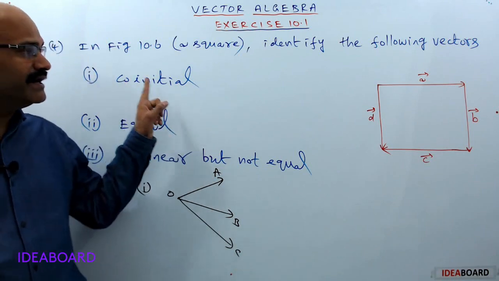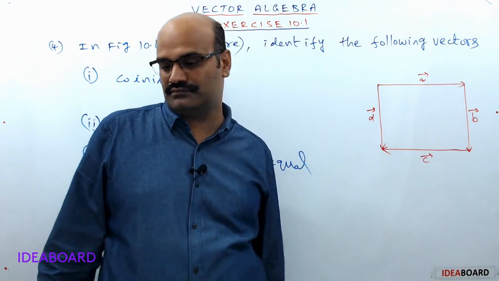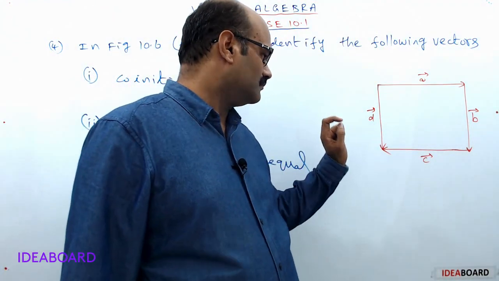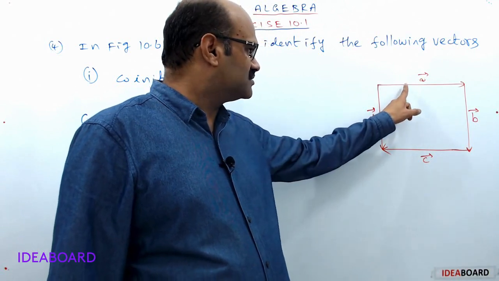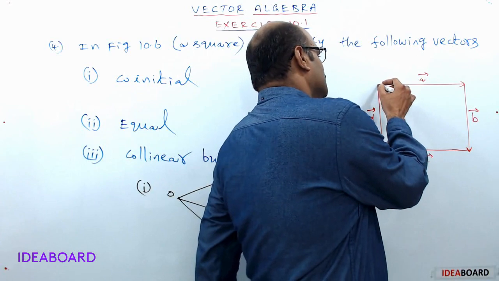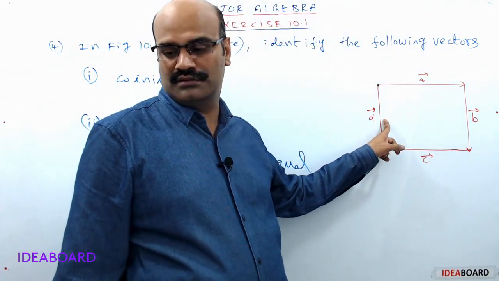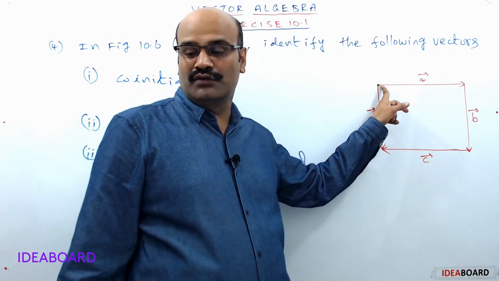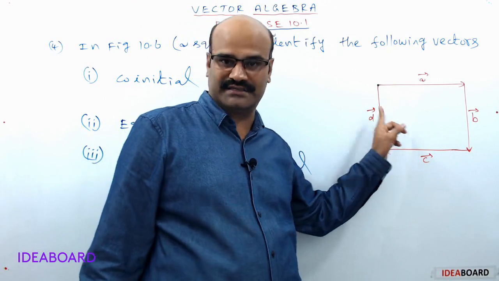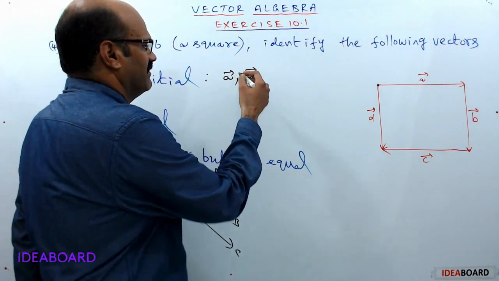Now we have to identify what the co-initial vectors in the diagram are. Here the co-initial vectors are, if you identify these two vectors, these two are having the same initial point. This is the initial point. Since these two vectors are having the same initial point, we say that these two vectors are said to be co-initial vectors. So here we can take A vector comma D vector.